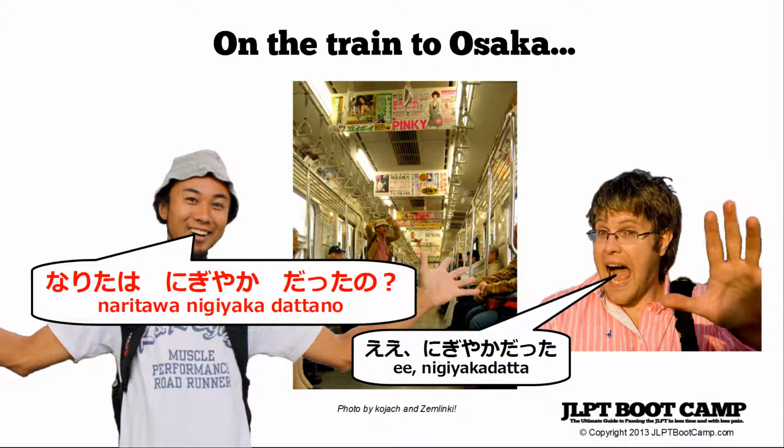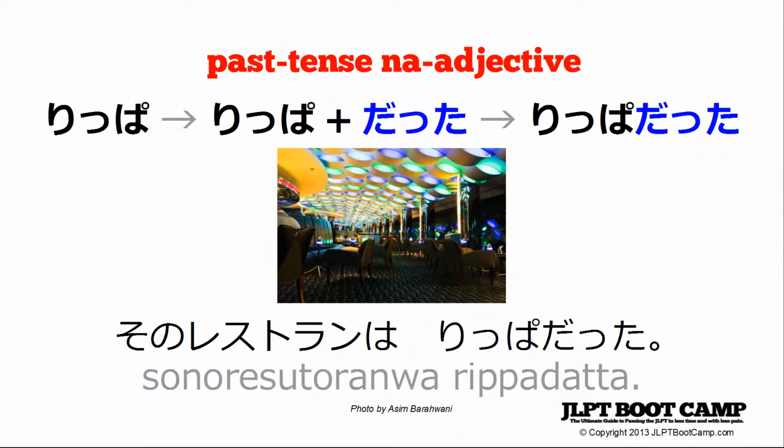And you respond, you answer, nigiyaka datta. It was very lively, it was very busy. And you're using the past tense of the na adjective. This is different than the e adjective. If you remember, na adjectives are actually borrowed from Chinese. These special adjectives act kind of like nouns in the Japanese language, and they're used differently to modify nouns, and they behave very differently than e adjectives in different structures.